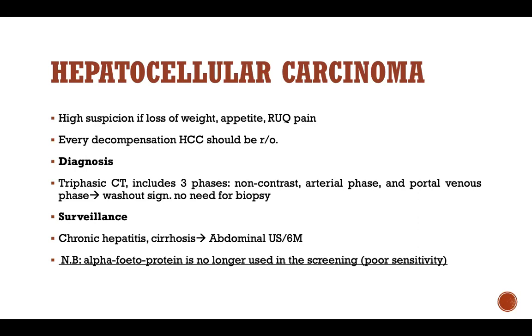patients with liver cirrhosis. The risk factors for hepatocellular carcinoma are inflammation, chronic hepatitis, and liver cirrhosis. That's why every patient with liver cirrhosis or chronic hepatitis should have ultrasound surveillance every 6 months. This is important.